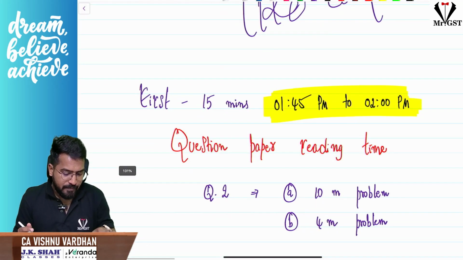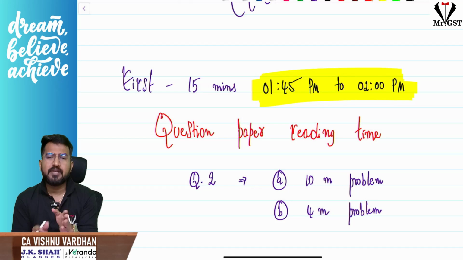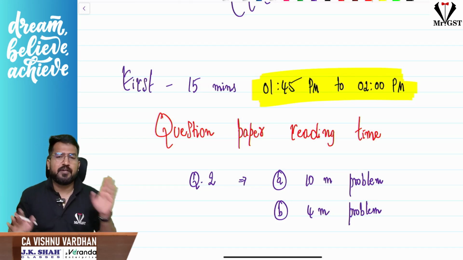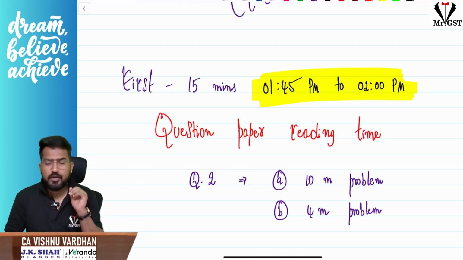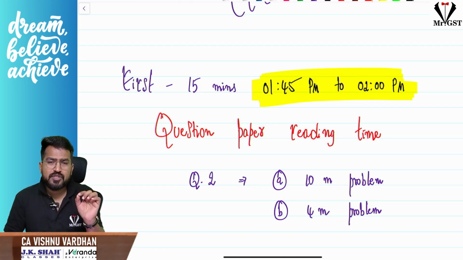First, in the exam, they will give you 15 minutes to read the question paper. In 15 minutes, it is practically not possible to read the entire question paper. So, what we will do is, when they give the question paper to you, see question number 2. In most cases there are two subparts. One is a 10-mark question, the other is a 4-mark question.